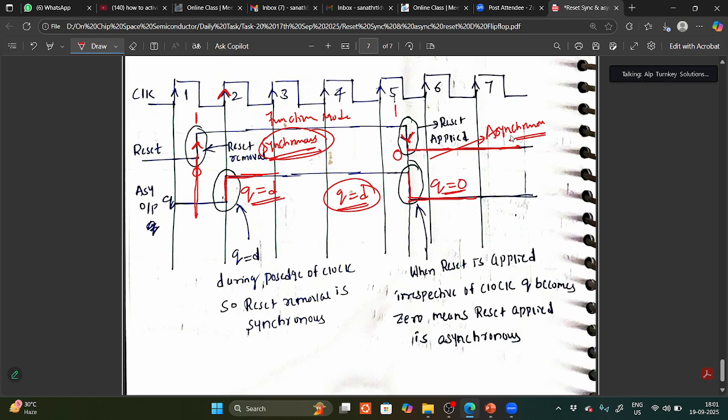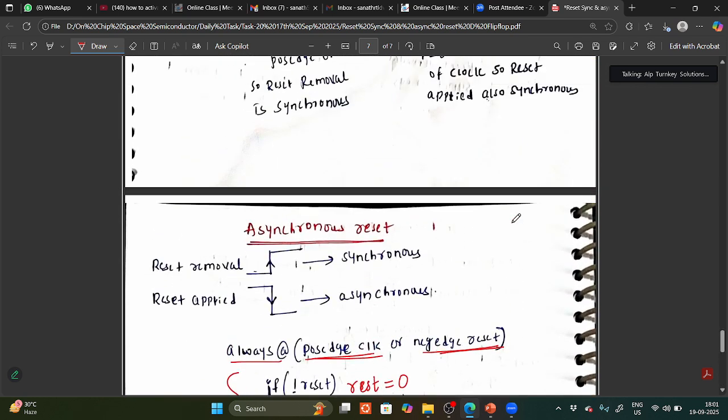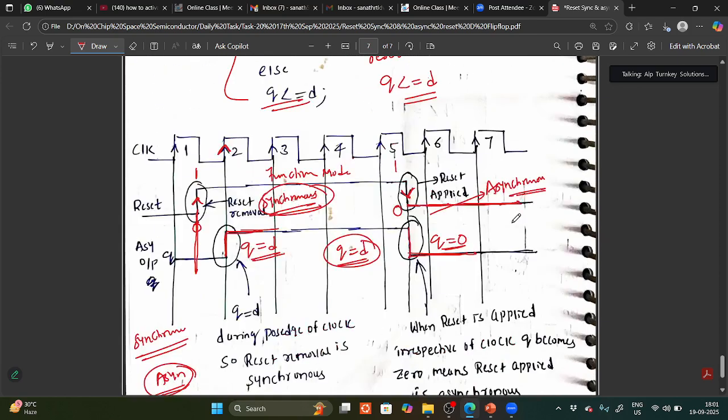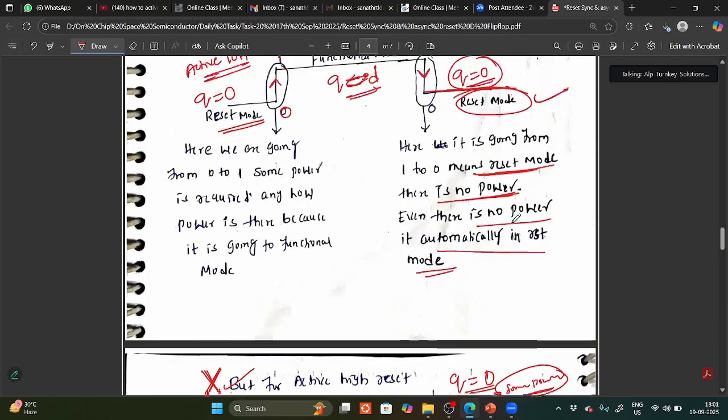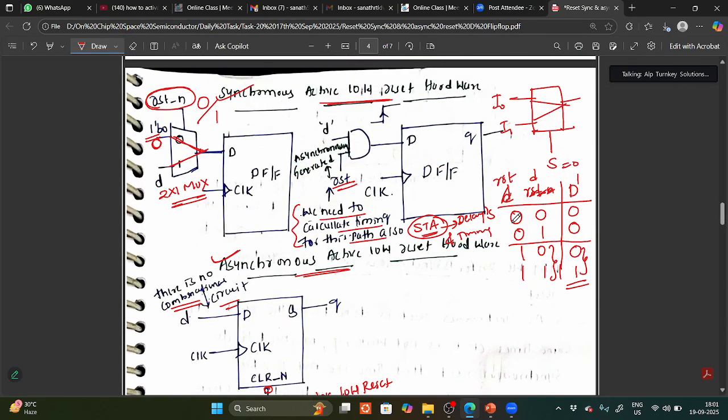Okay, so now my question is, which one will we follow in the design, synchronous reset or asynchronous reset? Any idea? Basically, in the design we will follow asynchronous reset only. Why? Based on the timing and the hardware, I told you, with synchronous reset you need to calculate timing for this reset also in the static timing analysis. This is one of the disadvantages of synchronous reset, that's why we use asynchronous reset.